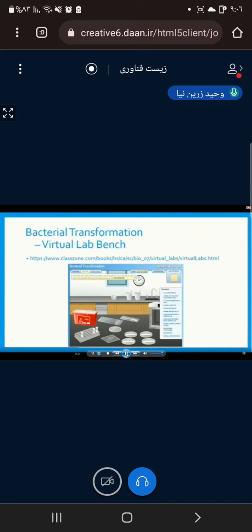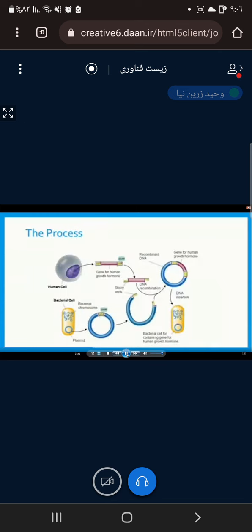Before we get into molecular levels of creating recombinant DNA, check out how recombinant DNA is made with this virtual lab bench activity. Pause the video, connect to the bacterial transformation from the main menu. You've seen the lab bench to create recombinant DNA, but let's zoom into the molecular level. This is an overview of the process, but we'll go through step by step.